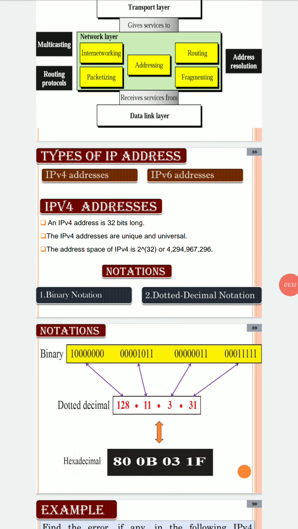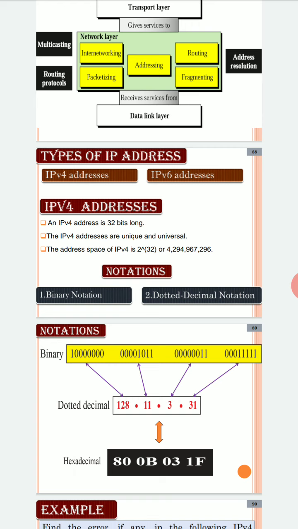There are two versions of IP addresses, or two types of IP addresses. One we call IPv4 addresses, the second is IPv6 addresses. IPv4 was the earlier version, and later, based on the requirement, the new version called IPv6 has been identified, and we are using it now.